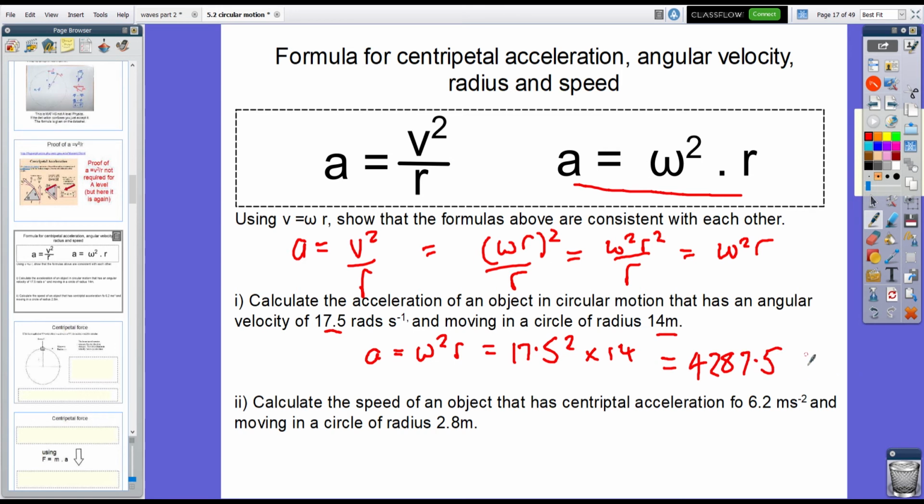4287.5. Well, I'm being a bit silly there with the sig figs, but I'll let you think about why that's so silly. Meters per second squared. Just have a think about that.